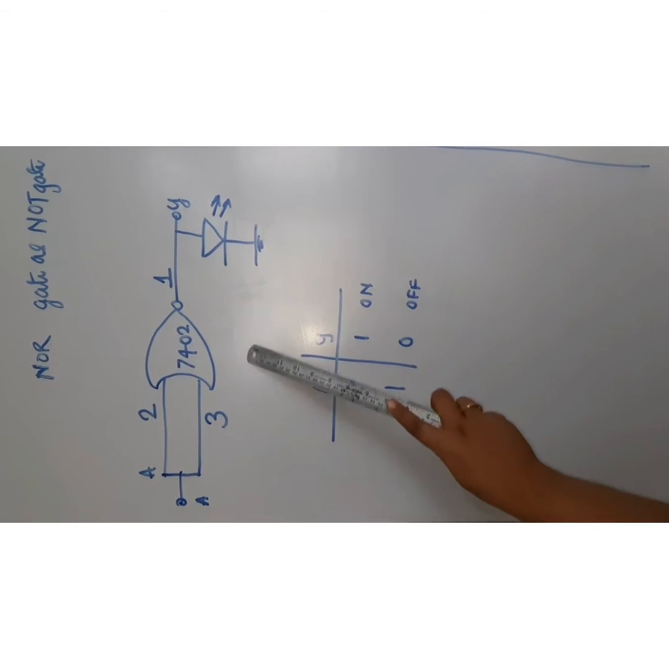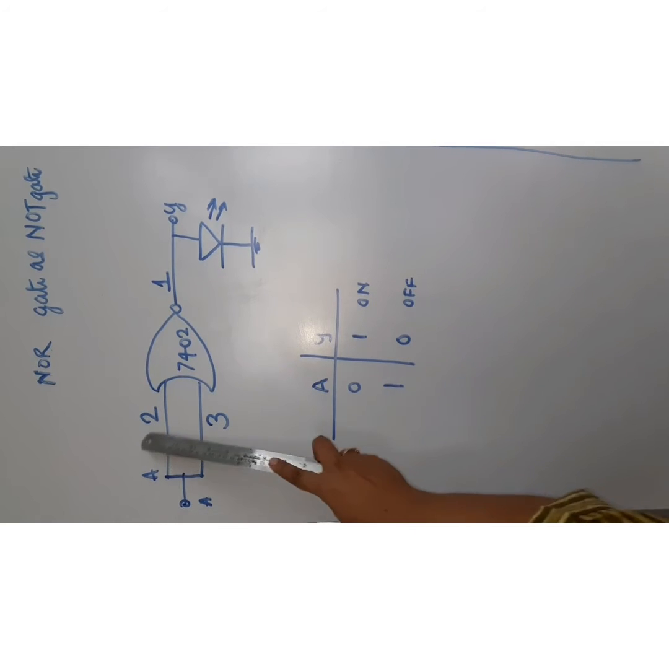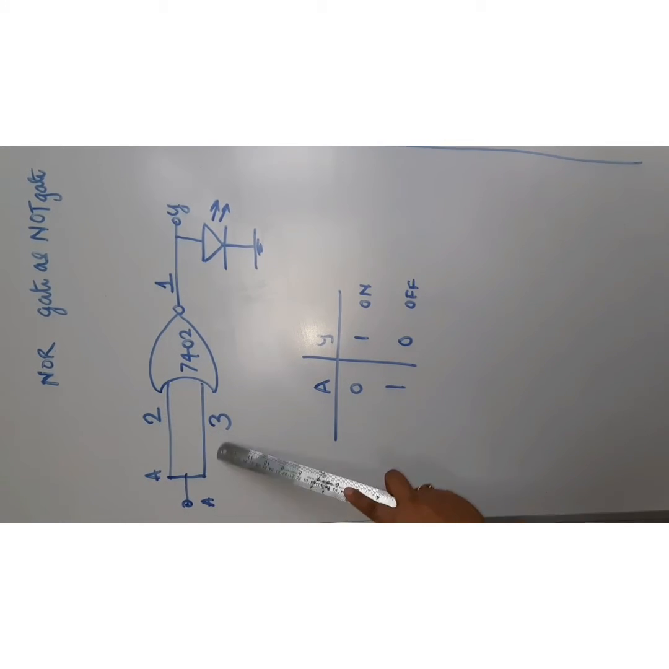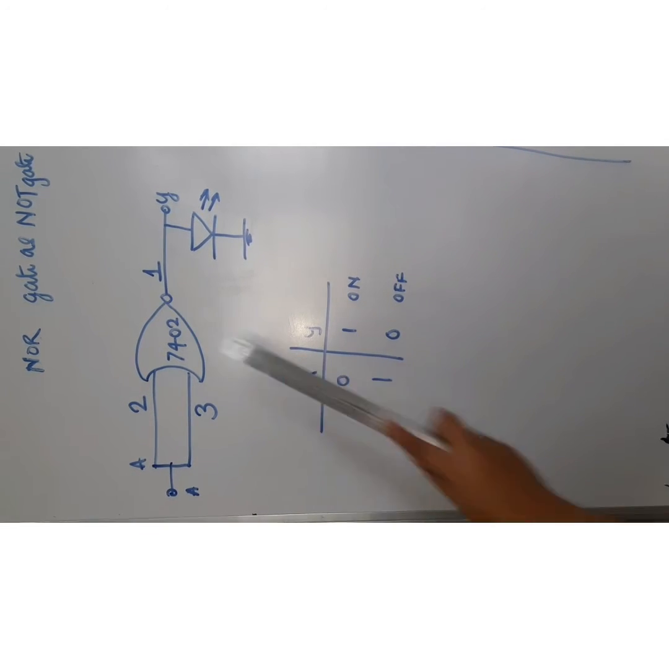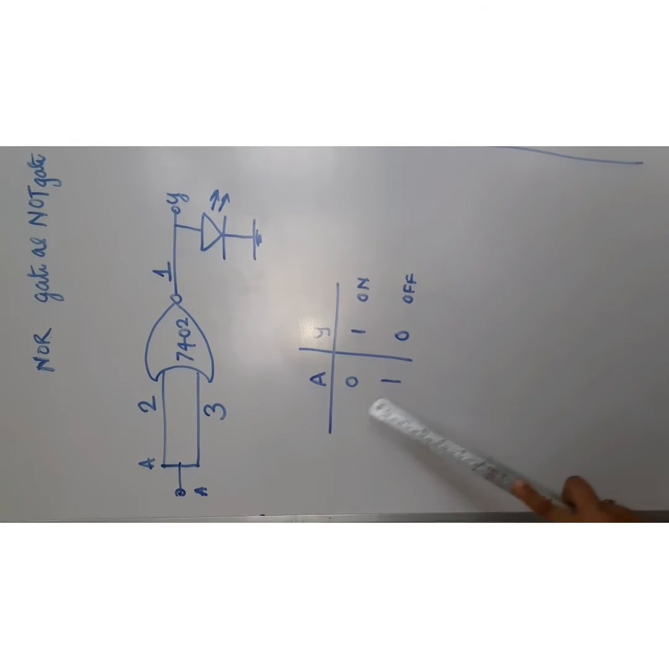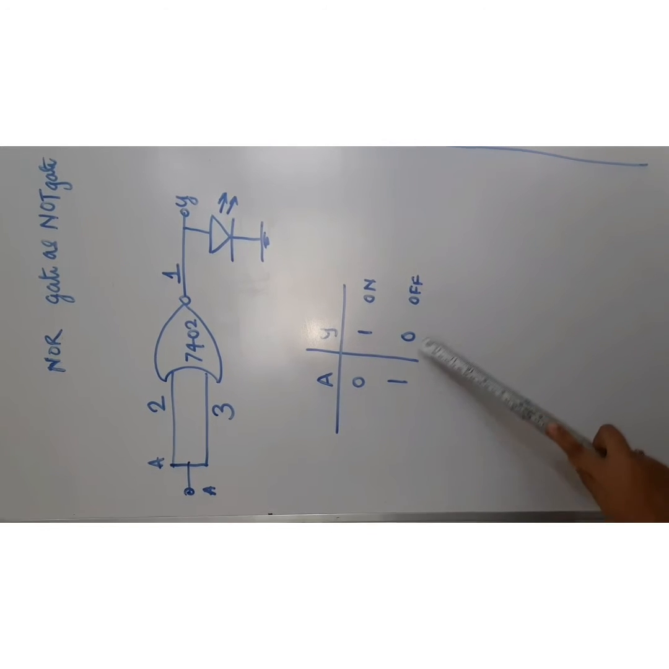So NOR gate output is 1 and 2 and 3 is input. So I am going to connect 2 and 3 to the input pins and the LED will be connected at pin number 1. And this is the truth table of NOT gate. When you give 0, output is 1. When you give 1, output is 0.